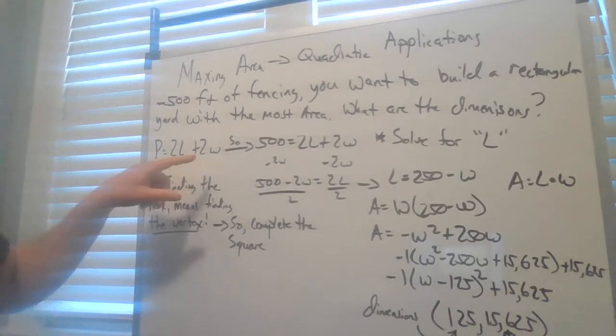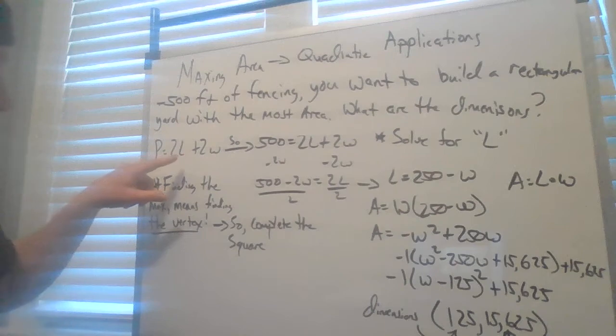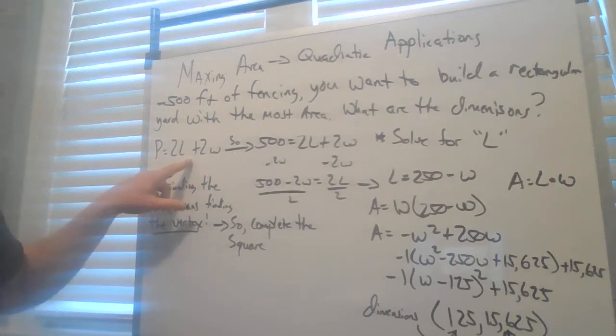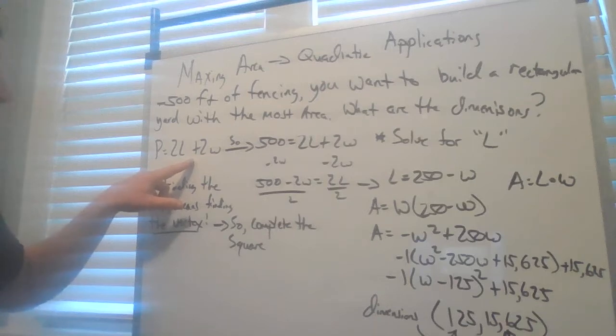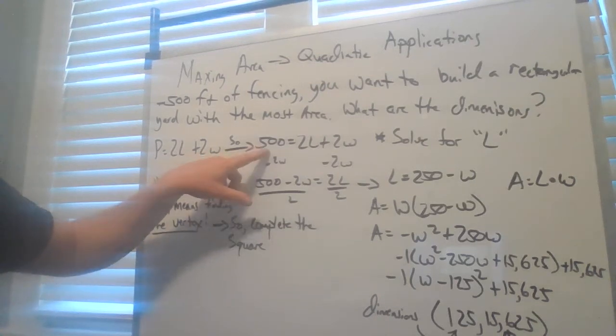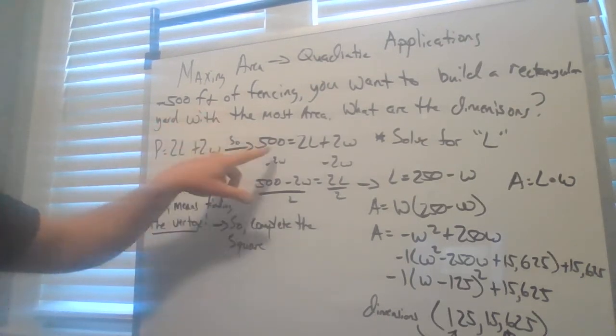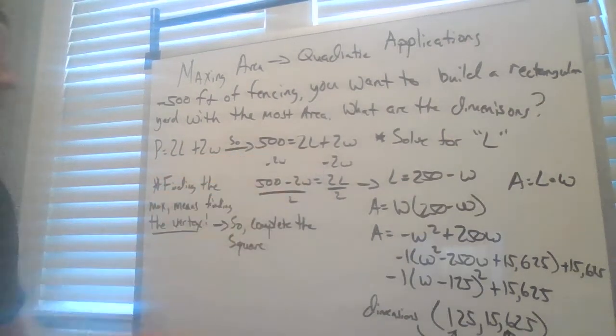So I set up a couple notes here for you guys. We got our perimeter equals this. We know this is our standard equation. P equals 2L plus 2W. So replace the perimeter with 500 because that's what we're working with, is equal to 2L plus 2W.